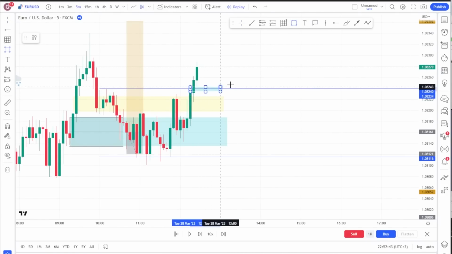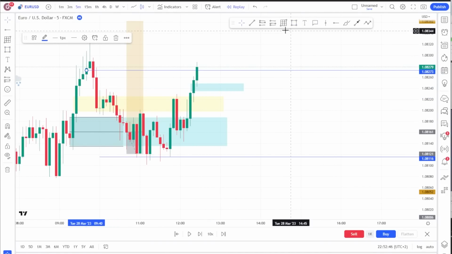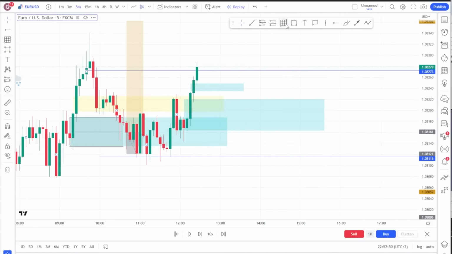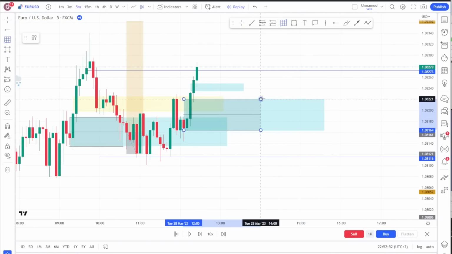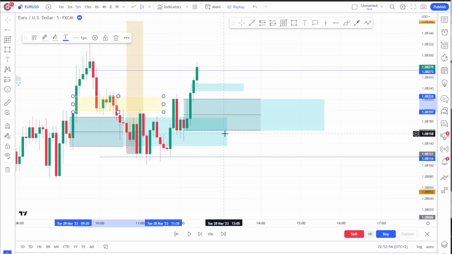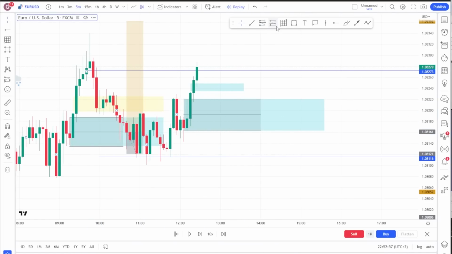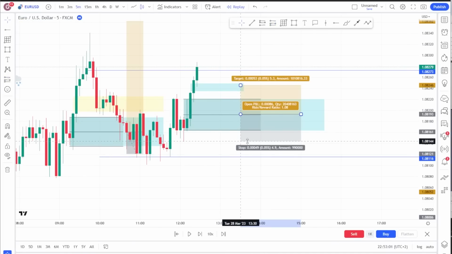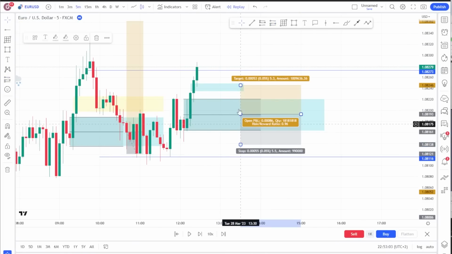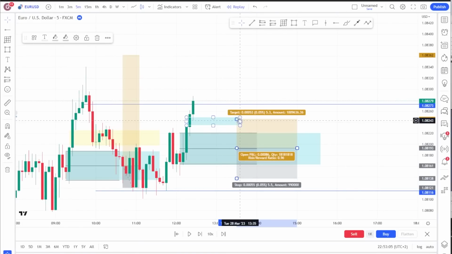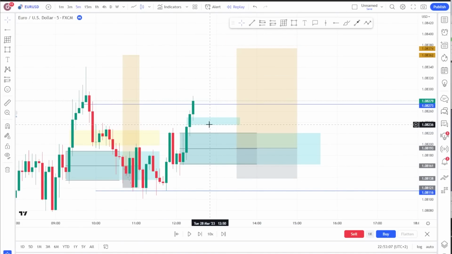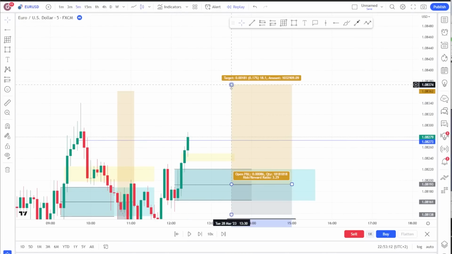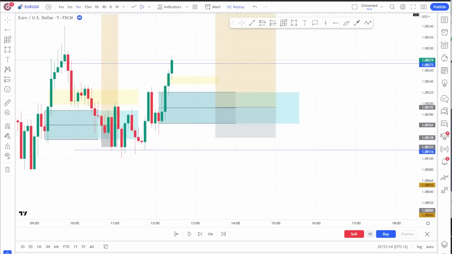There is a fair value gap right here, and the order block would be this area right here. So we will be entering on that, the 50% of that zone. So my stop will be just below. Just give it 0.5 for spreads. Again, this is the fair value gap, I'll make it yellow. We're looking for 5 risk reward.